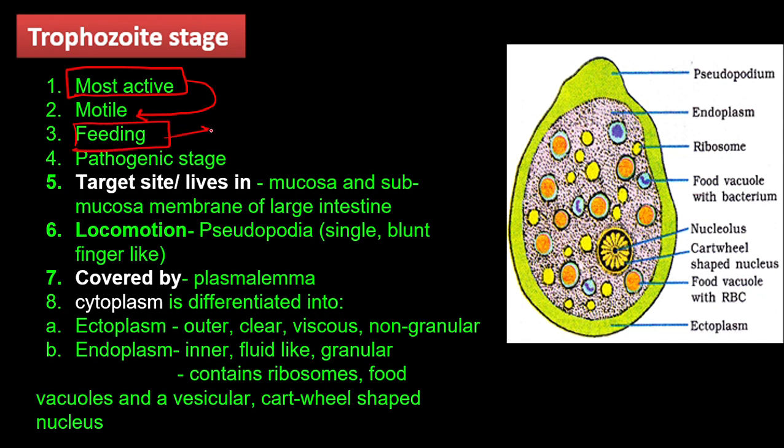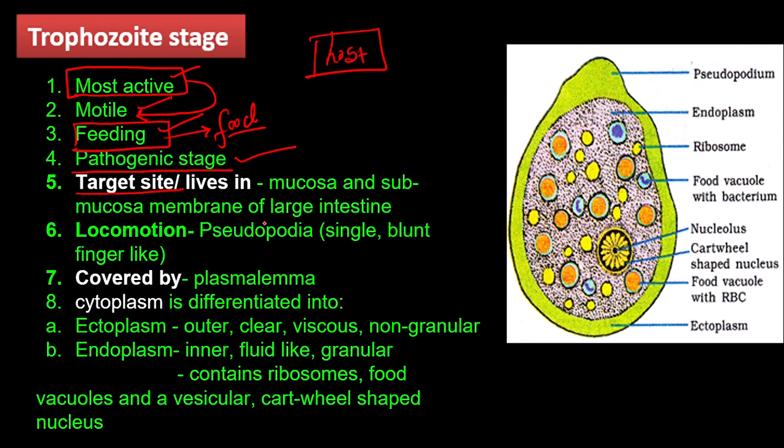For feeding, for food. So this stage of Entamoeba histolytica is going to feed on the host in order to get the nutrition. So this is most active, motile, feeding stage, and at the same time it is pathogenic. How pathogenic? Suppose if somebody is feeding on you, so obviously it is pathogenic, no? It is harming your cell, correct? So it is pathogenic. Now what is the target site?